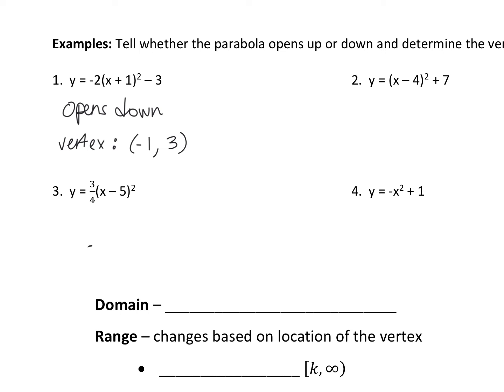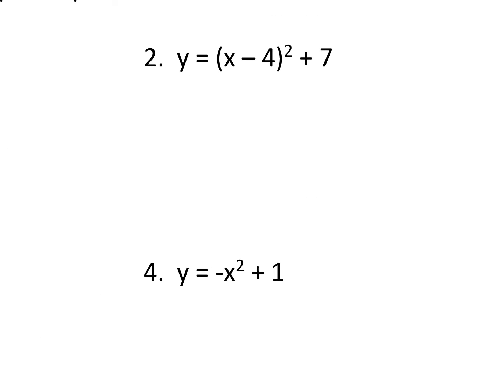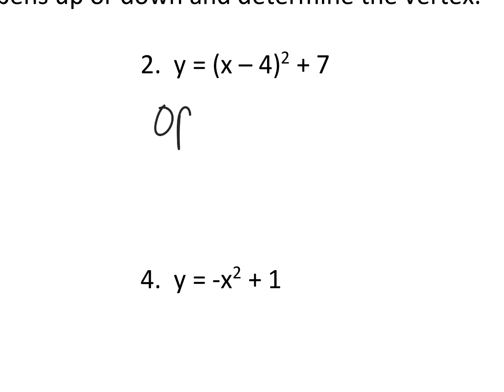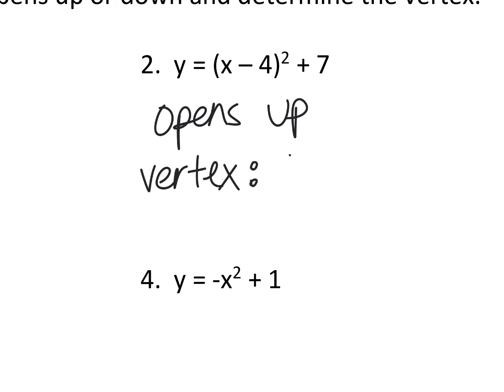So with your table, can you talk about number 2? Which way is it open? And what's the vertex? Number 2. Okay, do you see a negative out in front? No. So is it open up or down? Up, yeah. It stays opening up unless you have a negative. So it opens up. And your vertex is at, Brody, what do you have? (4, 7). Perfect. Onward.